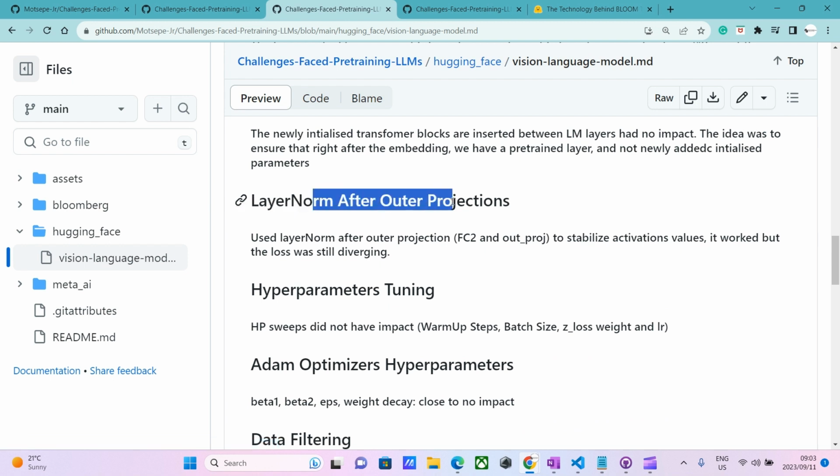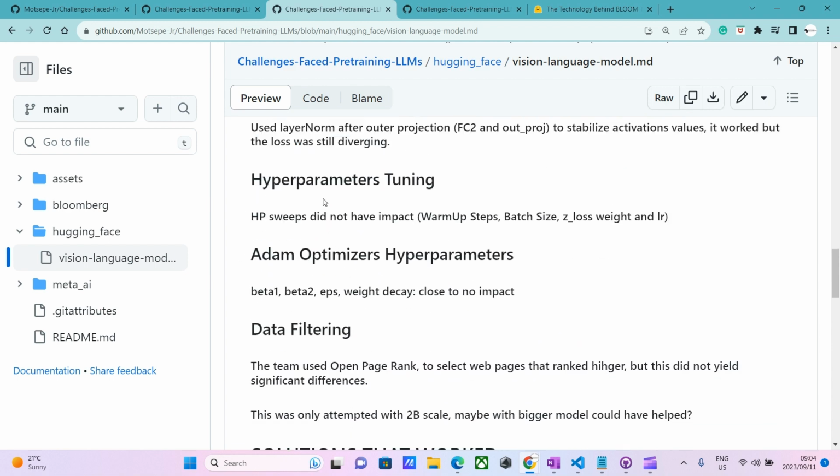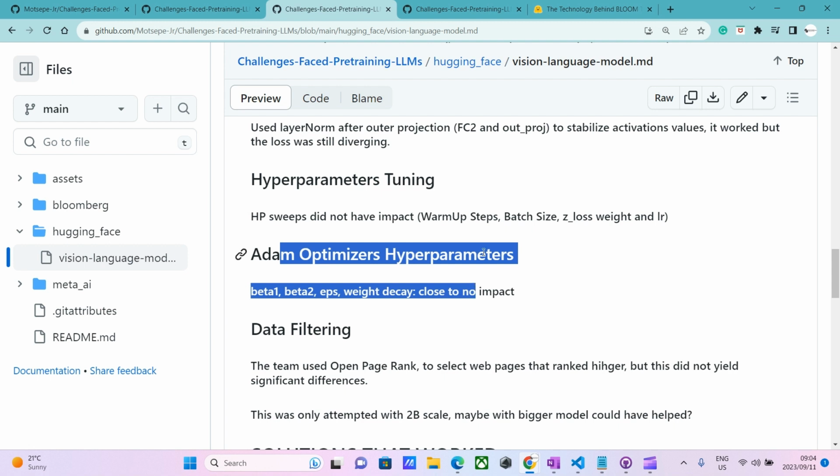You still remember when I said that when they drilled deeper to look at who the culprit was, they found out that actually the outer projections and modules like the FC2 as well as the outer projection, that's where they saw huge spikes. So they thought maybe if they applied the layer norm there, things would come to reasonable values, but this also did not help at all. Then we have hyperparameter tuning. They played around with these parameters, including the Adam optimizer's beta 1, beta 2, and epsilon. None of these worked to improve or stabilize the training.